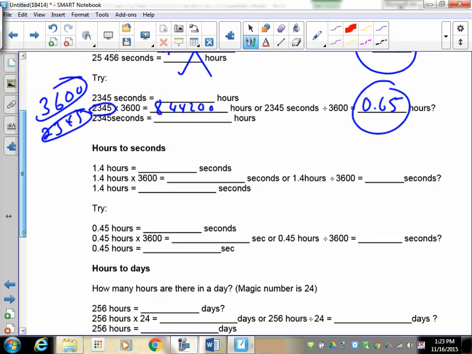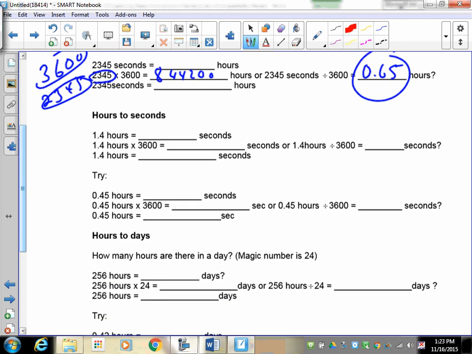Okay, hours to seconds, still 3,600. So now let's do some math here. Let's see if you can try this one. Try this one. Okay, so 1.4 hours is equal to how many seconds?